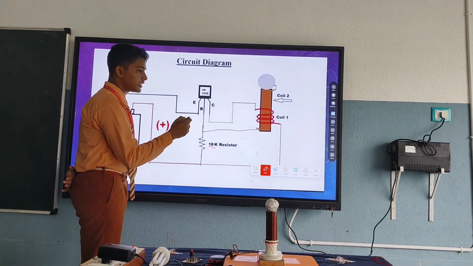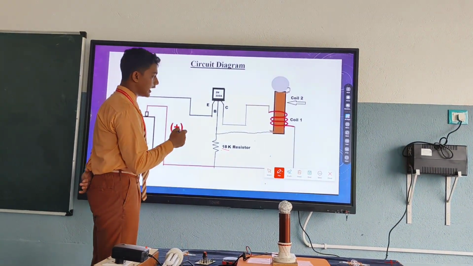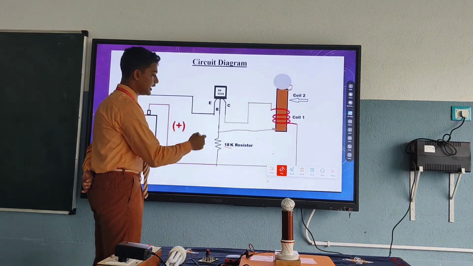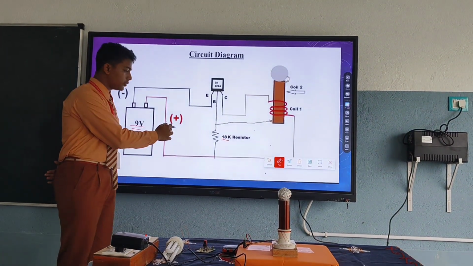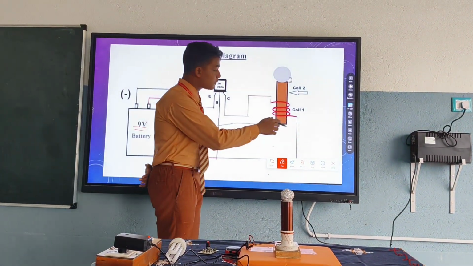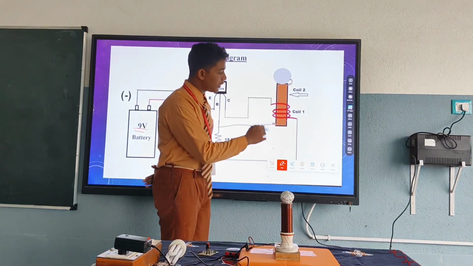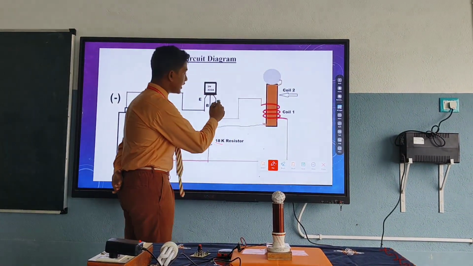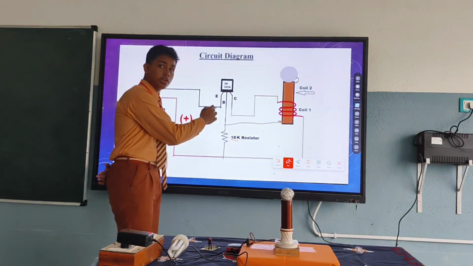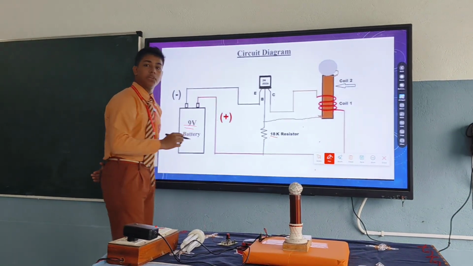The base of the transistor receives the current at a low intensity, and as a result the transistor becomes slightly on. Then current flows from the positive terminal of the battery to the coil 1, which is the primary coil, and when it reaches the primary coil it again transmits to the collector of the transistor. Then from the emitter it goes to the battery, thus completing the circuit.